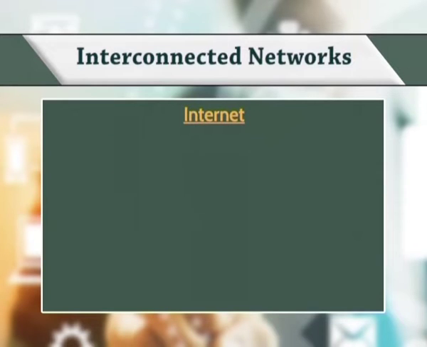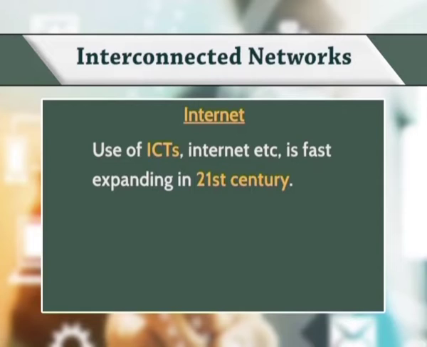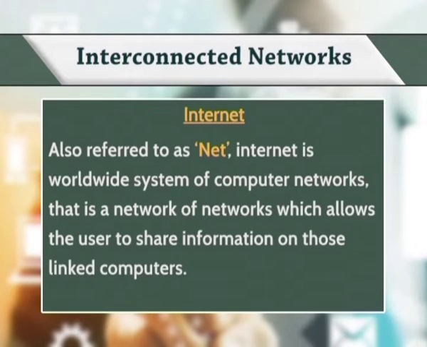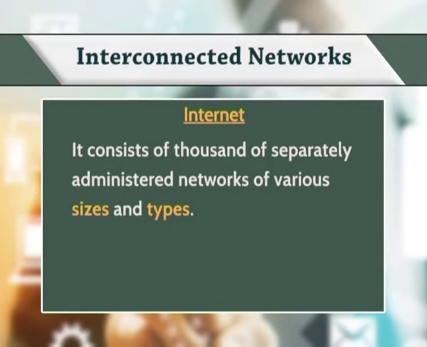Then we will discuss internet. Use of ICTs, internet, etc. is fast expanding in the 21st century. The word internet is derived from two words: interconnection and networks, also referred to as a net. Internet is a worldwide system of computer networks, that is, a network of networks, which allows users to share information on those linked computers. It consists of thousands of separately administered networks of various sizes and types.